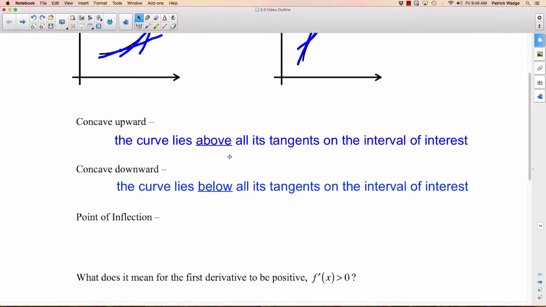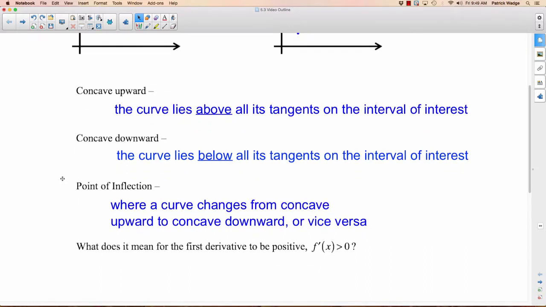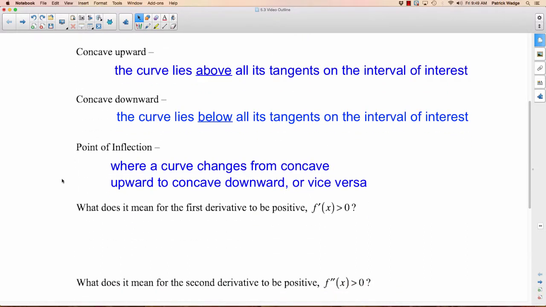Okay. There's also something called a point of inflection, which we'll be talking about a lot today. This is where a curve changes from concave upward to concave downward, or vice versa. It could go from concave down to concave up. So what that might look like, for example, is a curve that looks like this. Now, if there's a point right around here, that is our point of inflection.